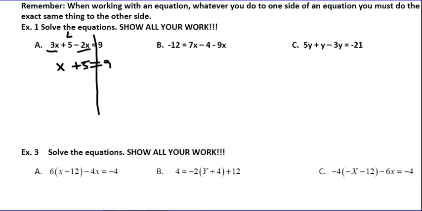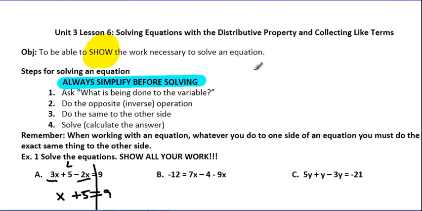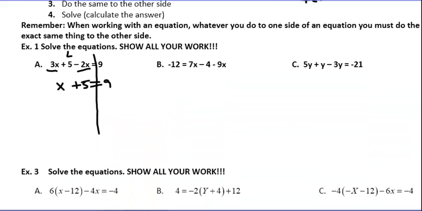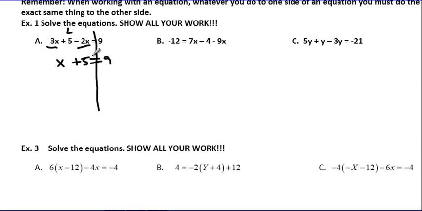I'm going to have you write something up here. It's the same thing you wrote before: simplifying means distribute or collect like terms, or it could be both, depending on the problem. So in terms of simplifying, that's what we should be doing. Now from here we could solve. I'm going to subtract 5 from each side. This is just a one-step equation. We end up with x being equal to 4.